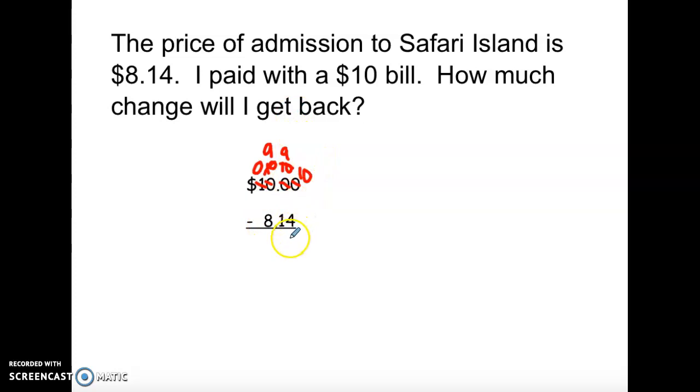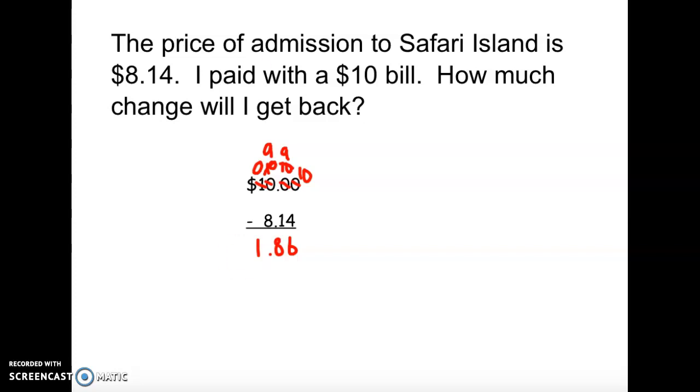Now I can subtract. 10 minus 4 is 6. 9 minus 1 is 8. Make sure I bring my decimal point down. 9 minus 8 is 1, and 0 minus nothing is 0. So the change I would get back at Safari Island is $1.86.